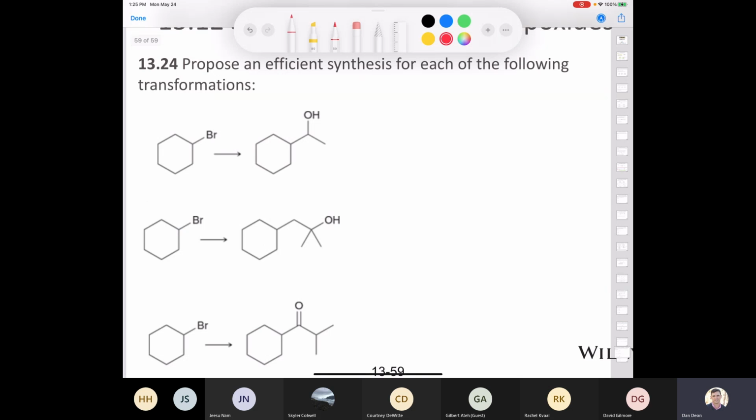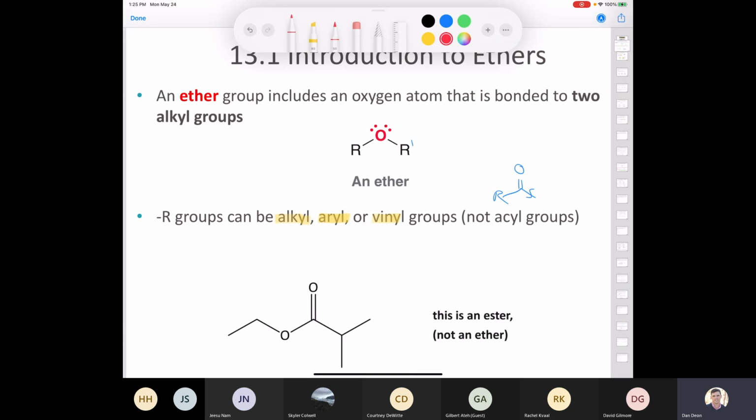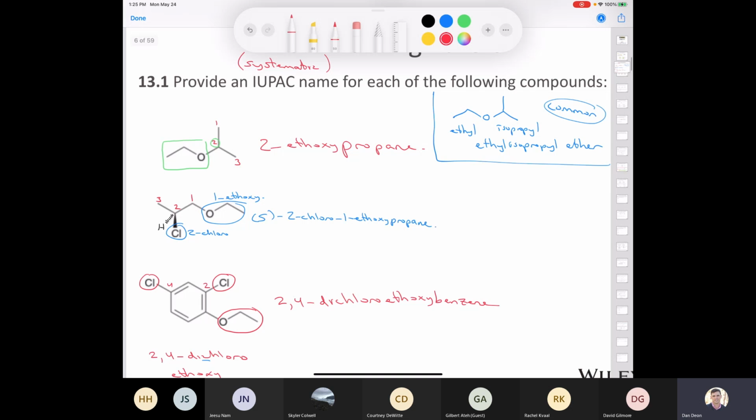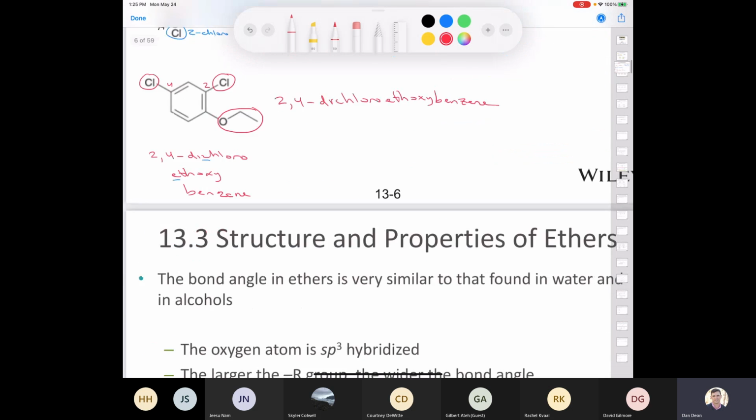Again, the reason I posted that video in my announcements today is because ether nomenclature and epoxide nomenclature, which we're going to look at later on, is not simple. Okay, if it was simple, everybody on the street would be able to do it. It is not simple. It takes a little bit of practice. So make sure you take a look at all of the practice problems that deal with nomenclature of ethers.